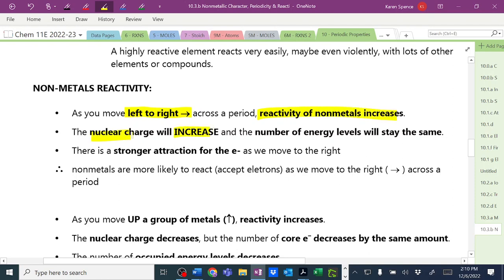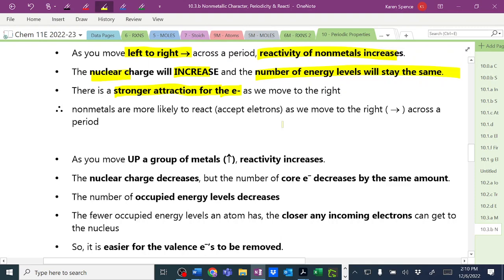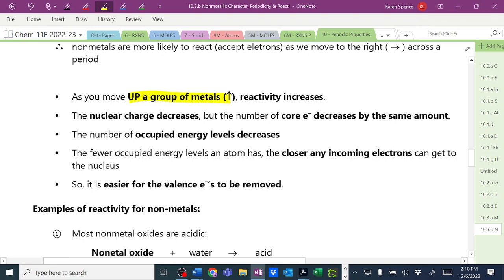The nuclear charge increases, the number of energy levels stays the same. Is this starting to sound very familiar? Therefore we have a stronger attraction for the electron as we move to the right. Nonmetals are more likely to react, in other words, accept electrons, as we move to the right. As you move up, also the reactivity increases. Why? What's changing as we move up a column? There are fewer occupied shells, and therefore any electron that is coming in is going to be able to get closer to the nucleus, which will make it more stable, which means it's a more favorable position to be in, which means it's more likely to occur.